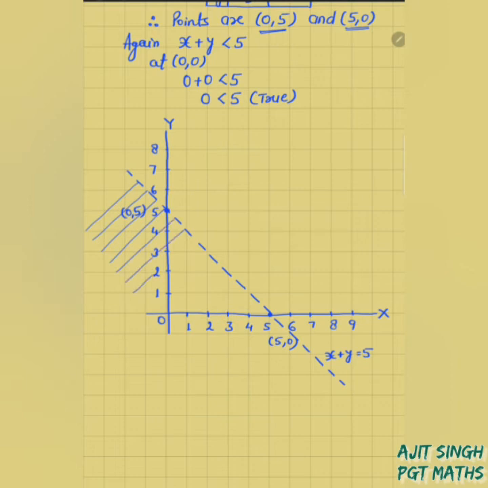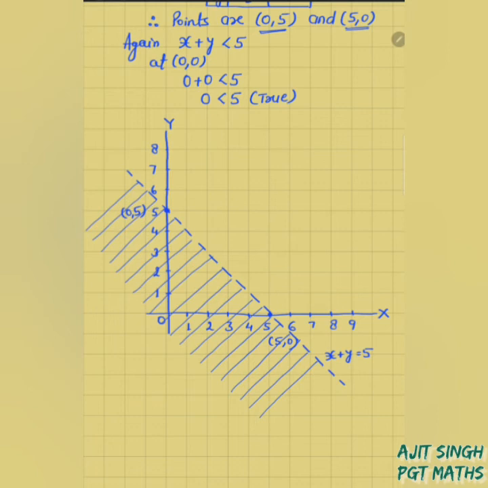When you draw the lines for the solution region, make sure the height of each line is the same. Each line of the solution must be of equal height, and this is the solution region. So each and every point of this region will satisfy the inequality x plus y less than 5.